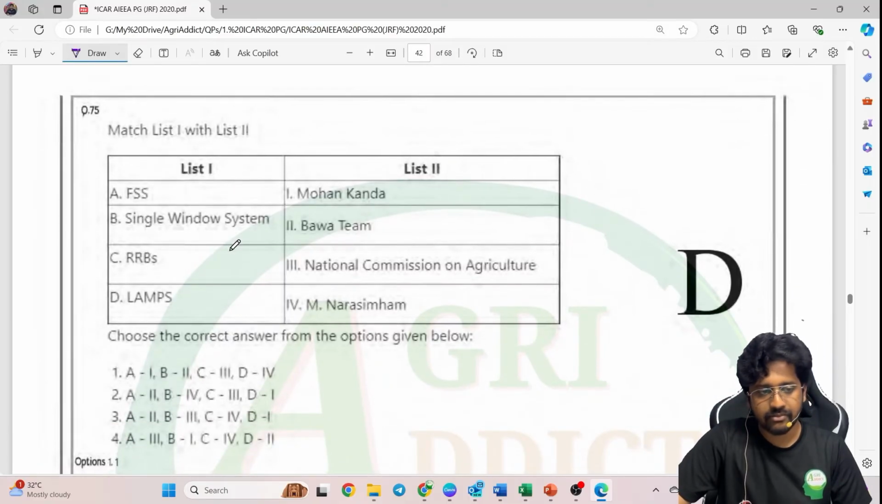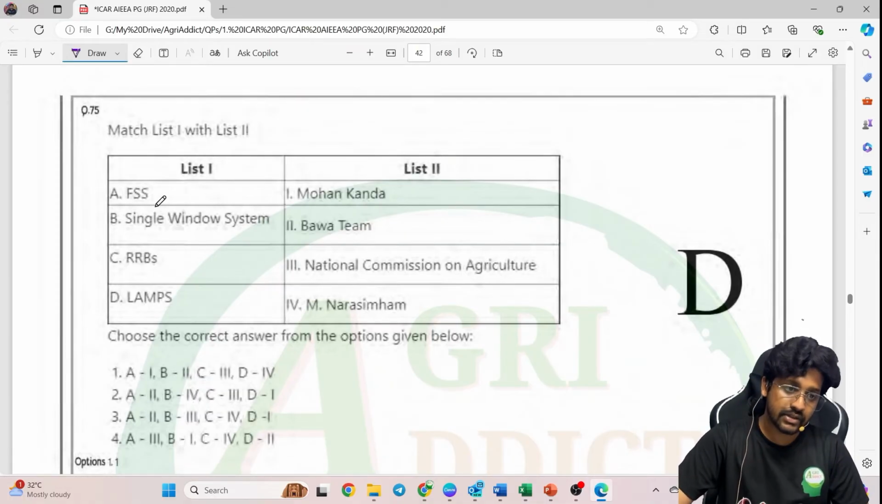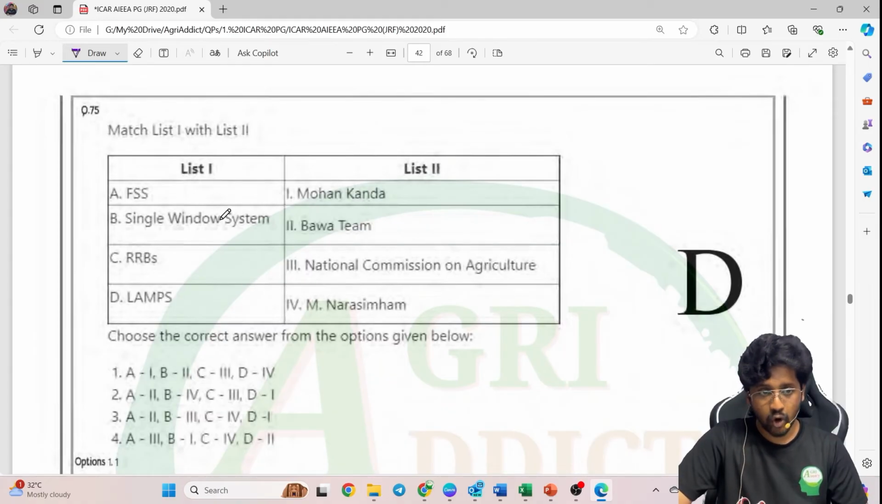Question number 75. Match the list with 2. Farmer service societies are there. Single window system is there. Regional rural banks are there. LAMPS is also there, Large Adivasi Multi-purpose Service Societies, right? And those committees which were behind all these cooperative institutions are given in list 2.